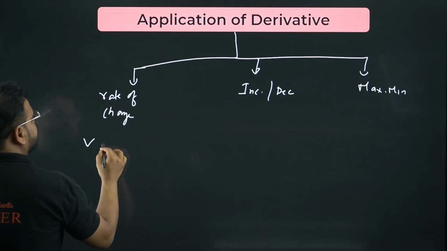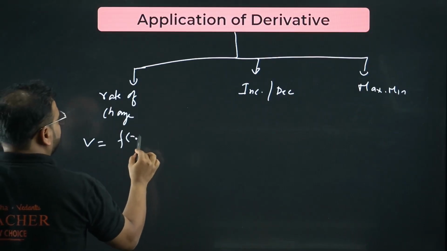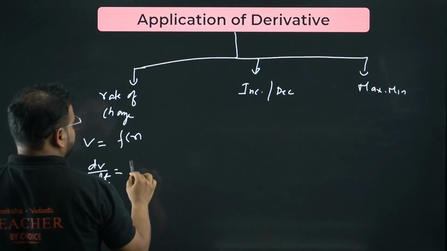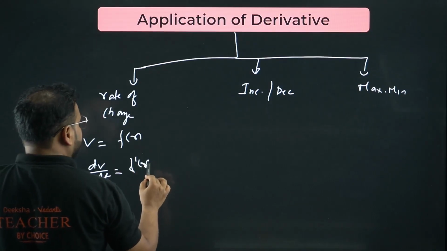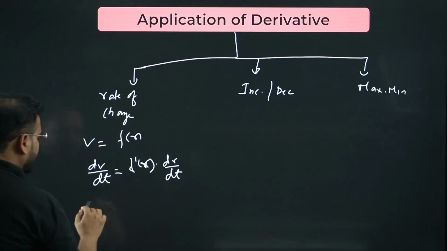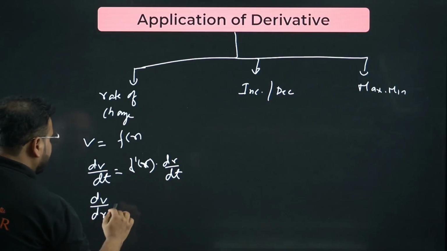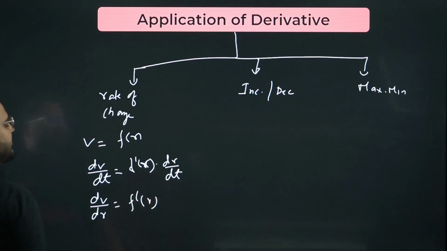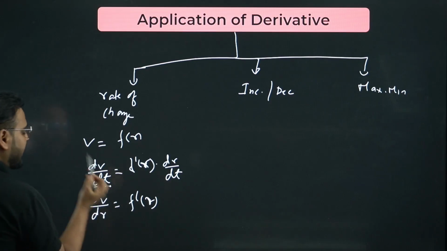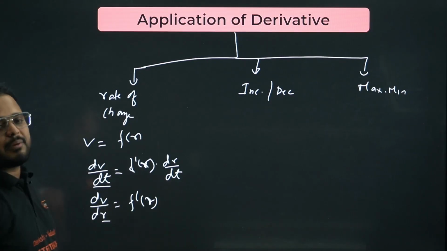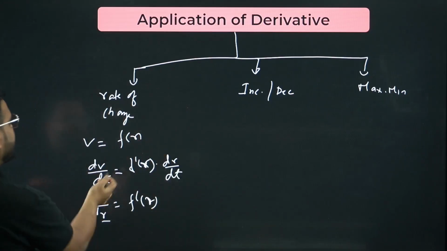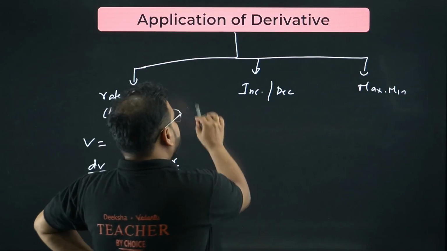What you do in the case of rate of change: remember, a function V is given in terms of some function of r, and you write dV by dt, which you find by differentiating: f dash of r into dr by dt. Or you can find dV by dr, which simply becomes f dash of r, since you won't have dr by dr. Two types of questions usually come, when V is differentiated with time or with the radius. I'm just giving you the idea of what type of questions can be asked.